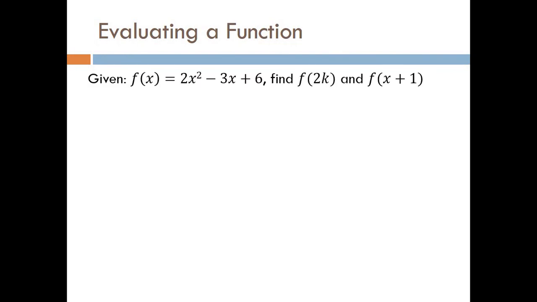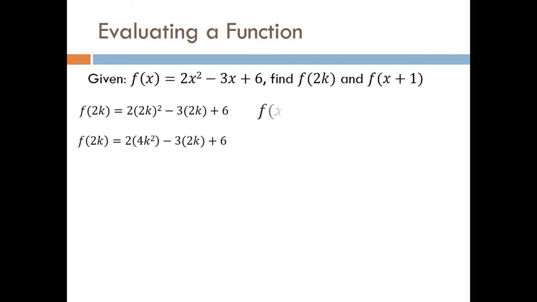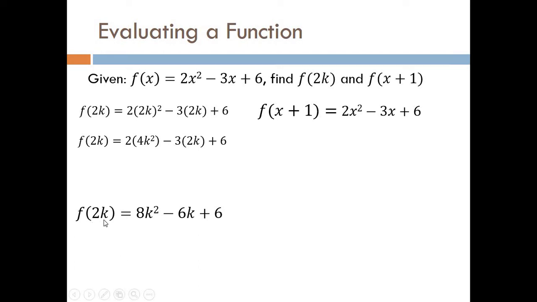Okay, let's have another example. This one also has two inputs given. So, we have the 2k and we have the x plus 1. So, let's start first with 2k. Here in 2k, we just substitute it. Then, after that, we get the answer of f of 2k, which is 2k squared minus 6k plus 6. So, this is now your answer.